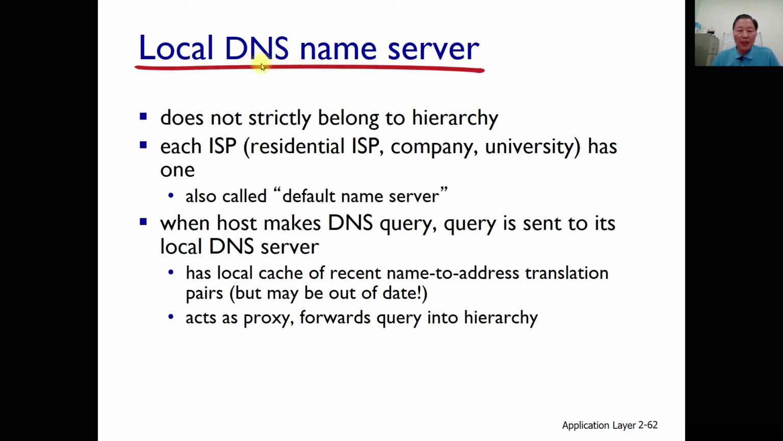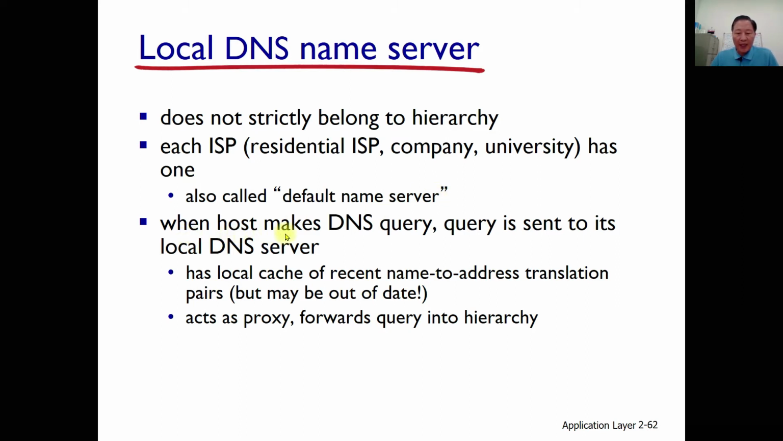Hierarchically, the local DNS name server does not belong to the hierarchy, and in terms of the iteration to find the IP address for a specific domain name, it is used as a temporary DNS database. Each internet service provider, for example a residential internet service provider, a company, or our university, manages and administers its own local name server. Thus, we should provide that local name server IP address when setting up the IP settings. This is also called the default name server. At least one is required, and alternatively we can usually provide another one.